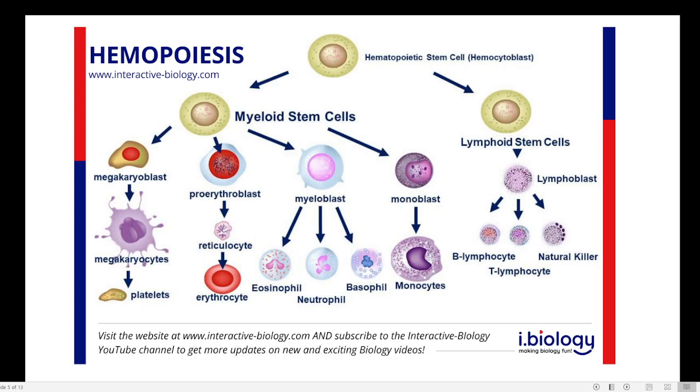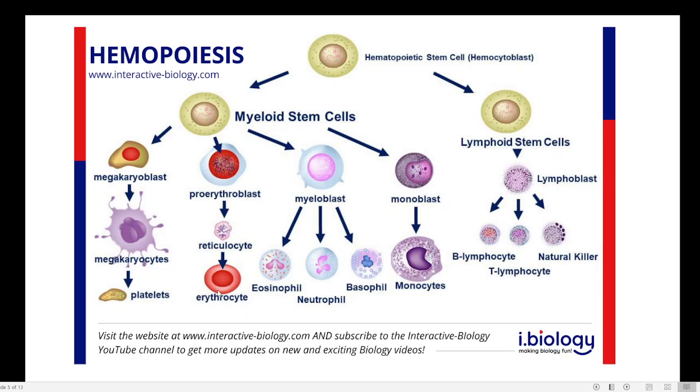So try to remember this picture in your mind. If you know this picture, it will be easier. This is a stem cell. They are first converting into progenitor cells, like myeloid stem cell or lymphoid stem cell. Then again another kind of cell will be forming. It is in the final stage only.